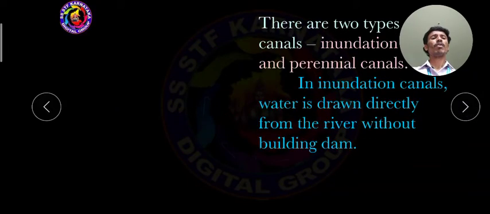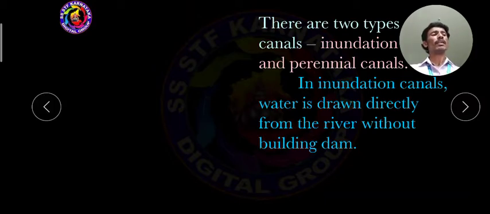See, there are two types of canals, as already explained. Here, well irrigation is also of two types: one is the open well, and the other is the tube well. And here also there are two types of canals: one is the Inundation Canal and the other is the Perennial Canal.